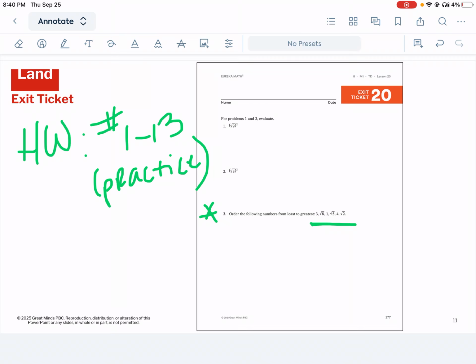Take your time, double, triple check your answers. Make sure you're following all directions. When you're done with this, which should be this weekend, turn this in ASAP.